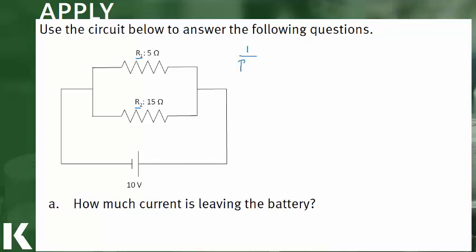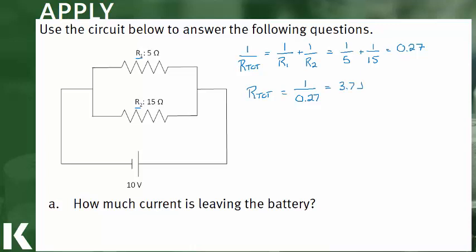So we're going to use our formula for resistors in parallel. 1 over R total is 1 over R1 plus 1 over R2. So we'll plug in our values, 1 over 5 plus 1 over 15, and this would give us 0.27. Now notice that's 1 over our total. We'd have to take the reciprocal to determine our resistance. So 1 over 0.27 is equal to 3.7 ohms.